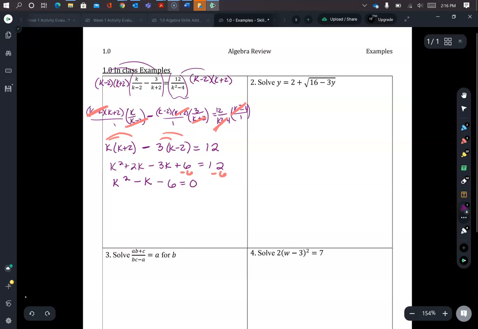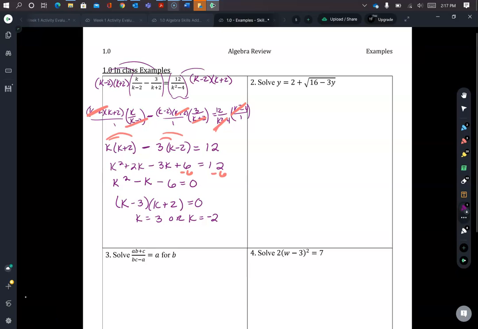Set it equal to 0 and then factor. There are some videos that will help you review factoring. If you need to look at them, that's in the extra help videos module. If it's been a while, definitely go through and check that out. So this is going to be k minus 3 times the quantity k plus 2 equals 0. So we end up with k equals 3 or k equals negative 2.